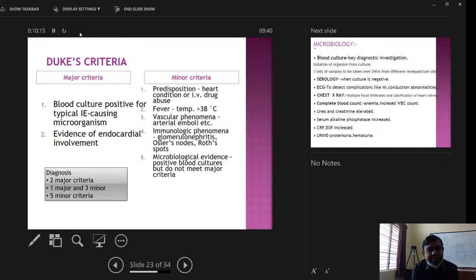And minor manifestations are predisposing heart conditions or IV drug abuse, and fever with temperature more than 38 degrees or 101.4 degrees Fahrenheit, and vascular phenomena, that is arterial emboli, immunological phenomena, glomerulonephritis, Osler's nodes, Roth spots. Next, microbiological evidence, that is positive blood cultures but do not meet major criteria. These are the main important points for diagnosis of infective endocarditis.